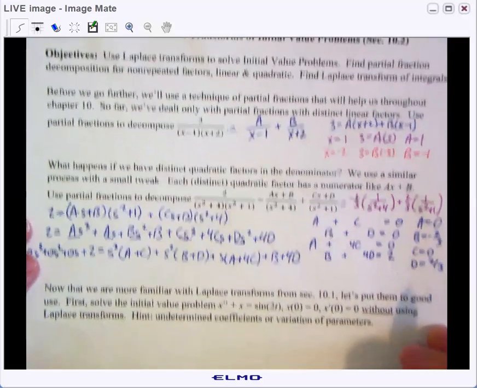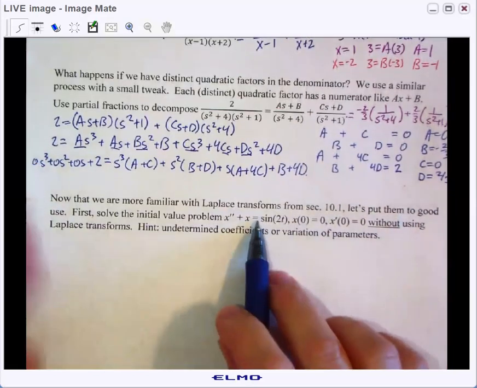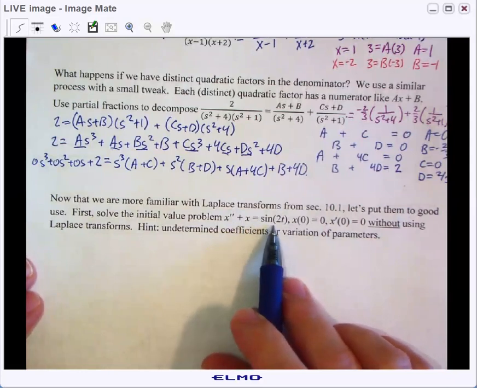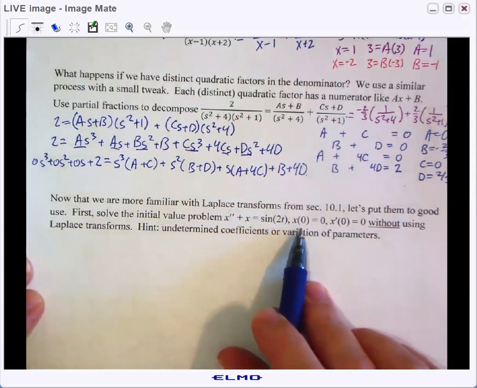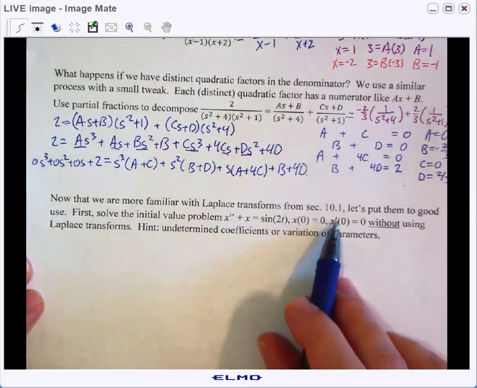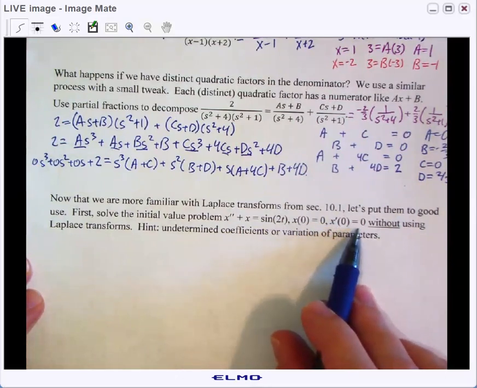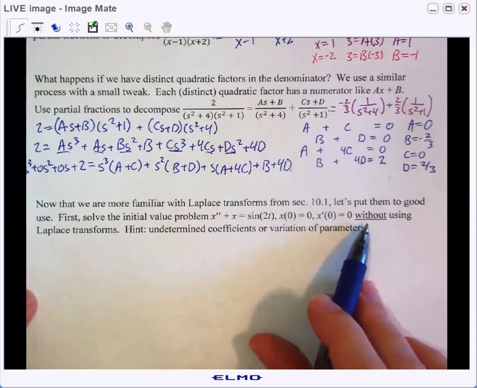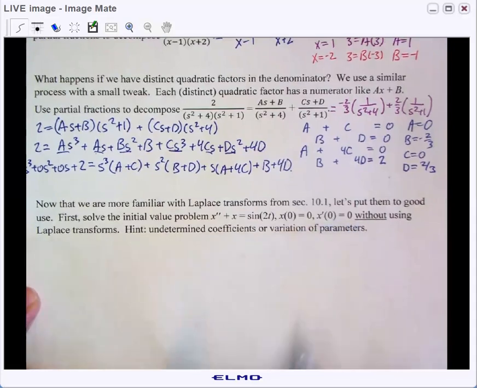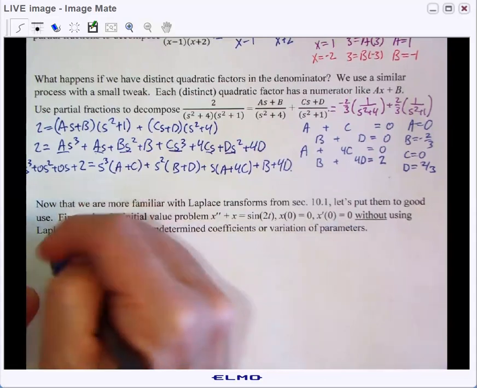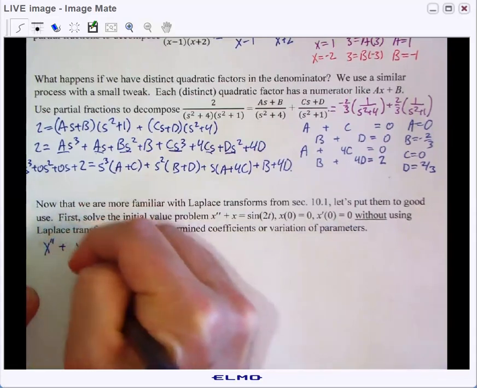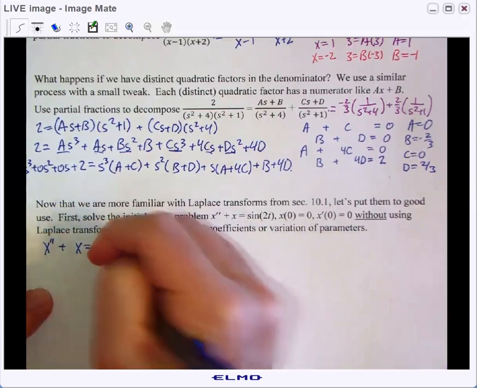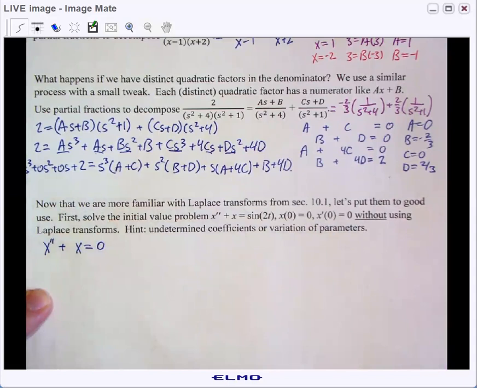So let's solve this differential equation, x double prime plus x equals sine of 2t, with the initial conditions of x of 0 is 0 and x prime of 0 equals 0. And we're going to do it without Laplace transforms, and then we'll come back and do it with Laplace transforms so we can compare. Well, first off, we take a look at x double prime plus x equals sine of 2t, but that's a non-homogeneous equation, so we'll do the homogeneous first.